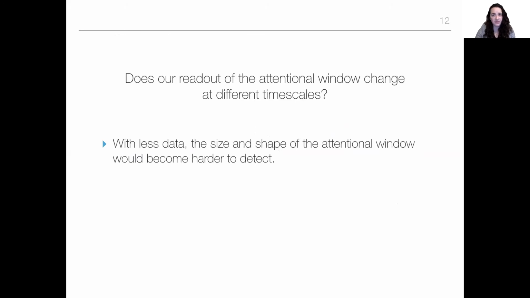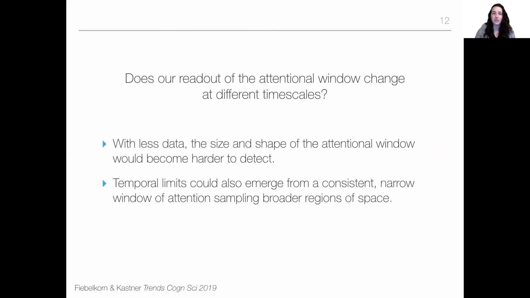But more substantively, temporal limits could also emerge from a consistent narrow window of attention sampling broader regions of space. So if you imagine that you're cued to attend to this gray region of space, you could use a small attentional spotlight and sample the region over time, such that averaging would show a broad attentional enhancement. Alternatively, the spotlight itself could be broader, meaning that even at short timescales, the attentional enhancement would be spread over a larger region.